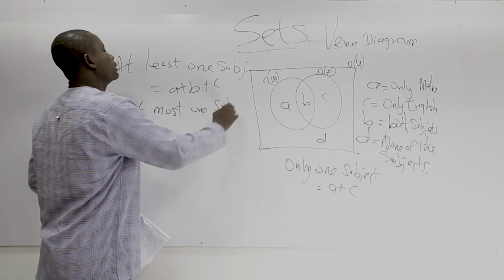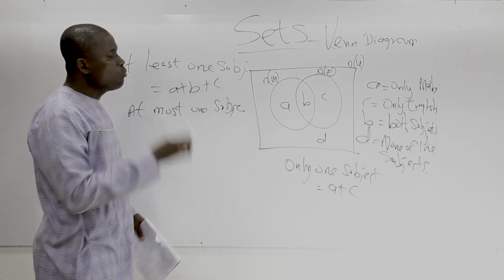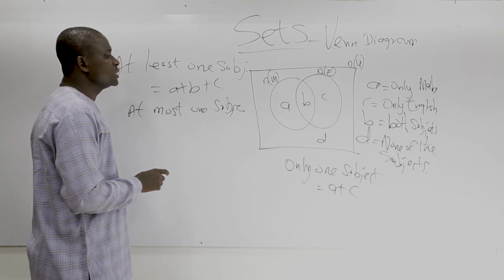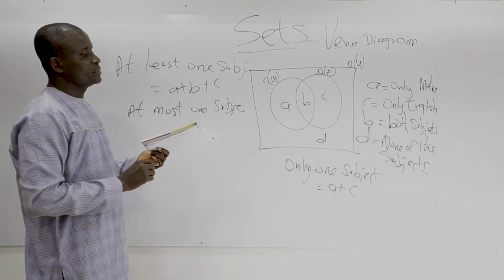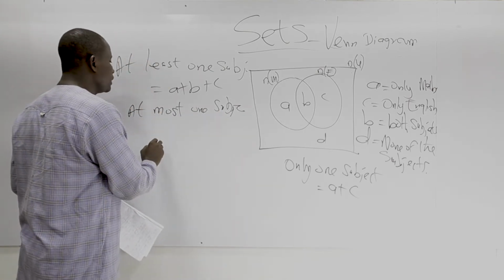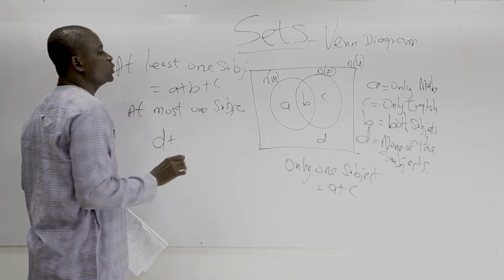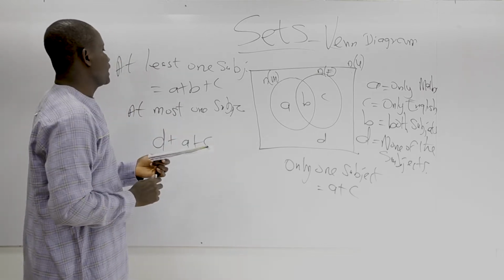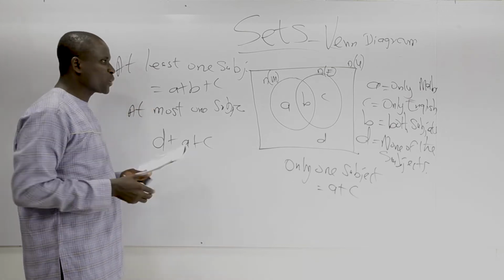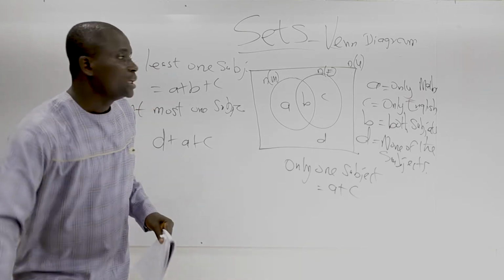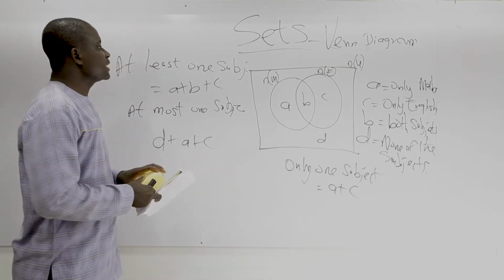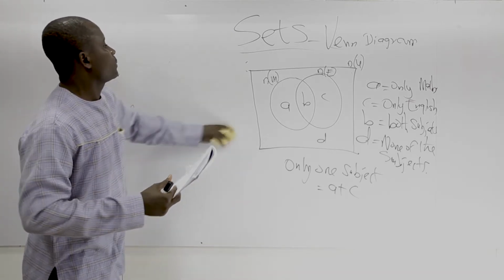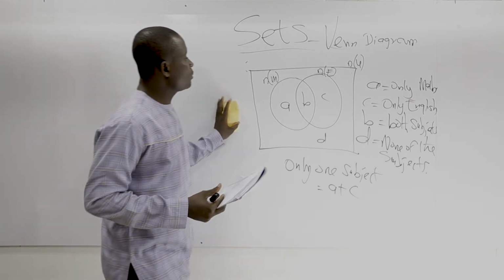Then at most one subject. At most one subject is what? The highest is one subject, which is going to be 0 subject and 1 subject. So here is going to be D, which is those who offer none of the subject, plus A, plus C. That is going to be at most, the highest is one subject. I hope you're getting the point. Now, after this explanation, I want us to use figures quickly. Okay? Then from there, we can move on.